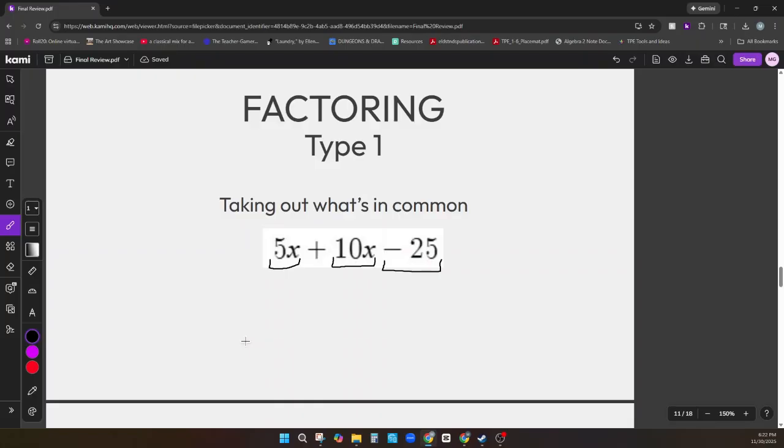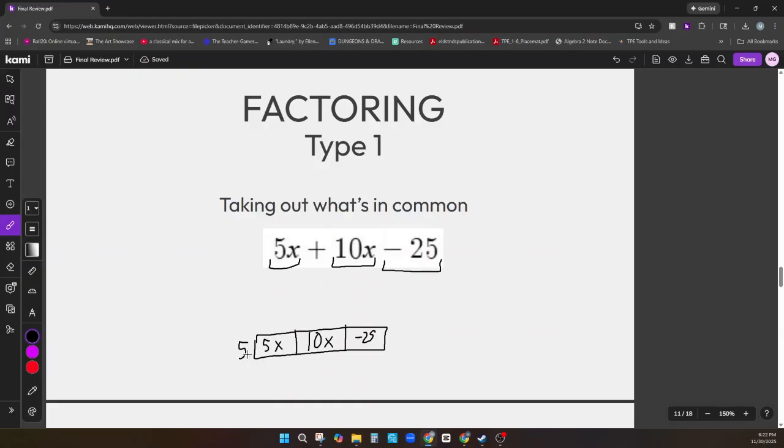And once again, we notice that they are part of the 5's fact family, and all of them share a 5 in common in their multiplication fact. So 5 goes into 5, 5 goes into 10, 5 goes into negative 25. So I'm going to take a 5 out on the left-hand side of my box. And I'm going to write 5x, 10x, and negative 25. Okay?